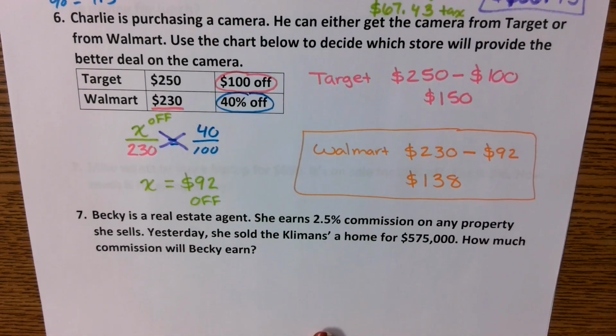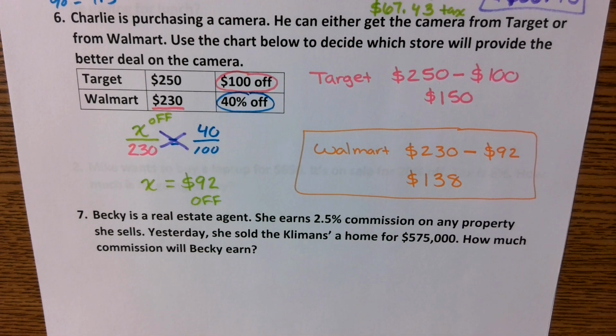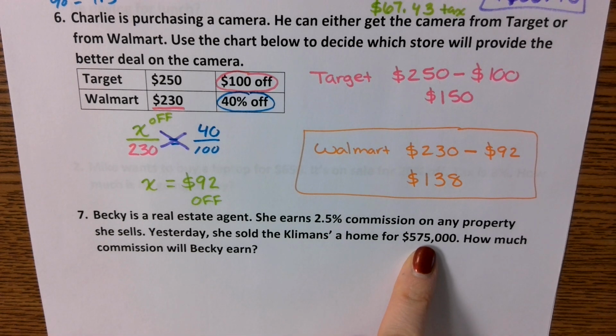All right, our last one. Becky is going to be a real estate agent. Guys, real estate agents can make a lot of money if you can sell a lot of houses. Okay? Is she going to earn $575,000 for selling the house?